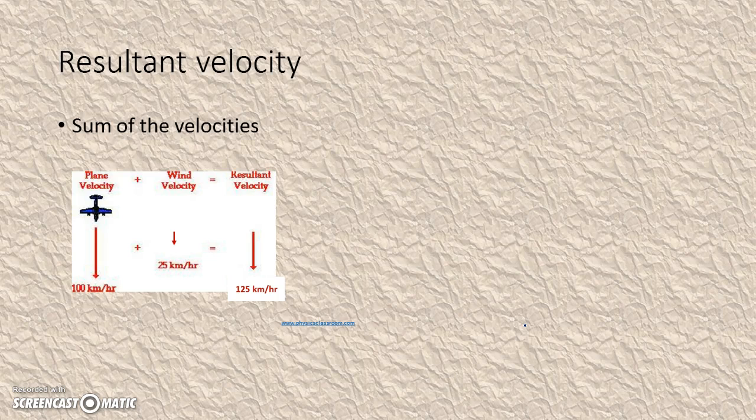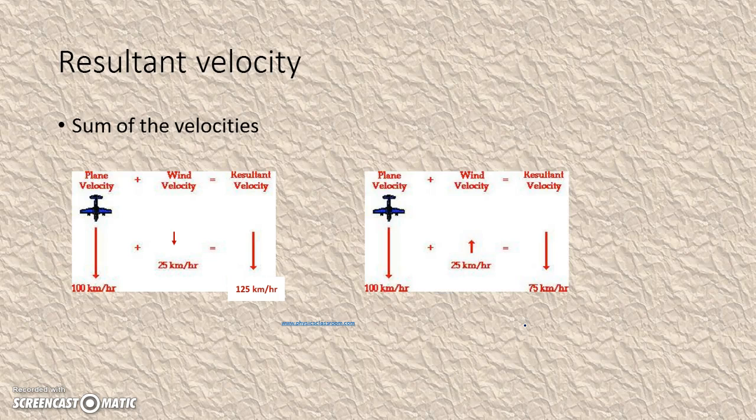Okay, resultant velocity. Resultant velocity is when you take the sum of all the velocities. So you take them and you add them all up together. Here are 2 different examples of ways that they can add up.